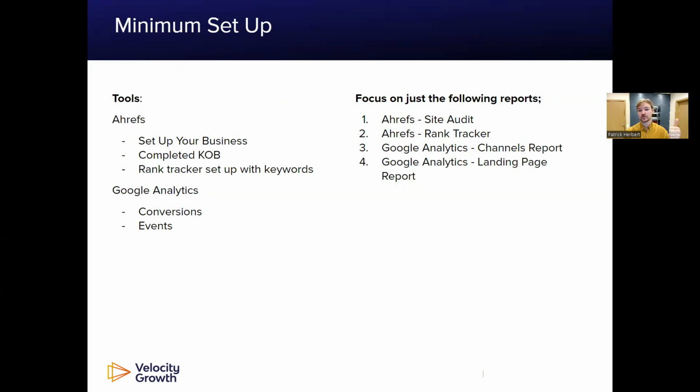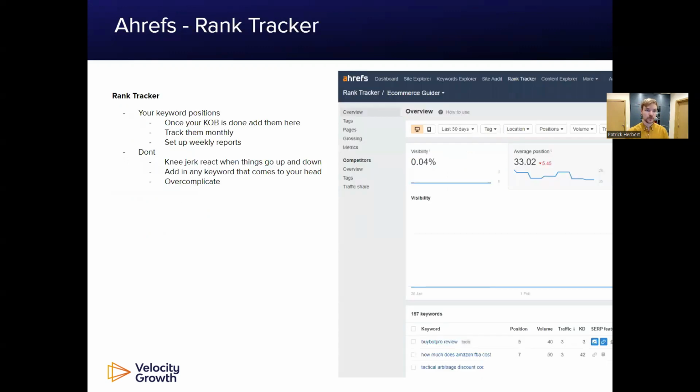And so it's Ahrefs, we're going to be looking at site audit and the rank tracker. And for Google Analytics, I want you to be just having a quick look at the channels report and the landing page report, right? So if you look at just those 4, I think that's going to give you enough on a monthly basis, especially if you're just a small SaaS just starting out, to make directional changes or to give you an idea of success or failure so far. So moving on, let's look at Ahrefs Rank Tracker in the beginning.